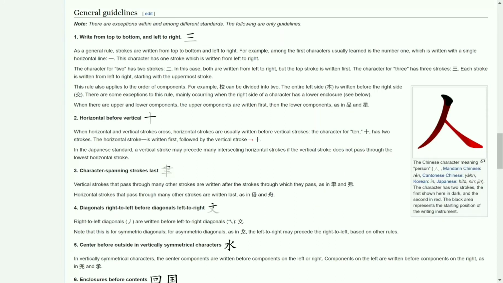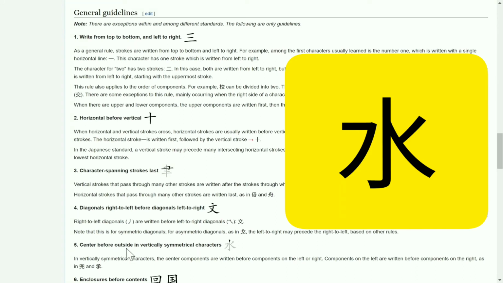And number 5, center before outside in vertically symmetrical characters. So what does that mean? Let's look at this character again. Now you see it starts with the middle one, the middle vertical line with a hook. That's what it means. You start with the middle one first, and then you write down the stroke on the left hand side first, and then on the right hand side.